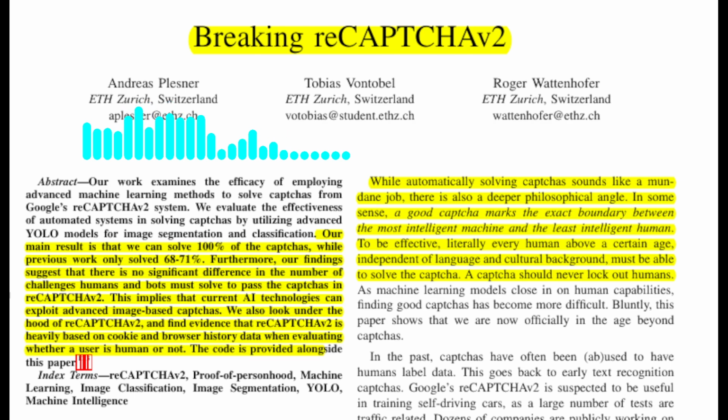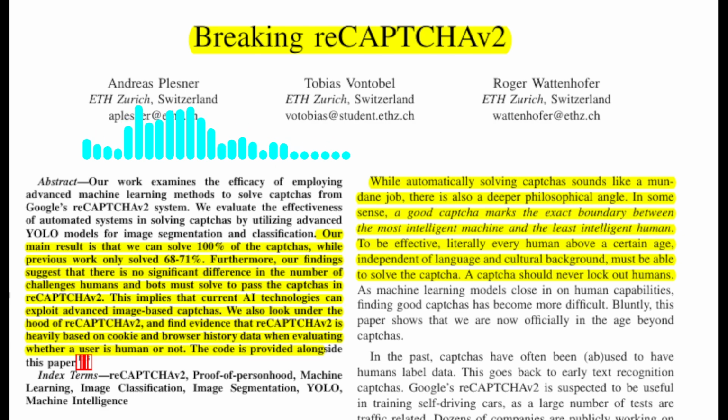The authors also mentioned that their solution achieves a 100% success rate in solving the CAPTCHAs, while previous work only achieved a 68-71% success rate. What accounts for this significant improvement? The authors attribute this improvement to several factors. First, they use a more advanced YOLO model, specifically YOLO-8, which has been shown to be more accurate and efficient than previous versions. Second, they fine-tune their model on a larger and more diverse dataset of CAPTCHA images. Finally, they implement more sophisticated strategies for evading bot detection, such as using a VPN and simulating realistic mouse movements.